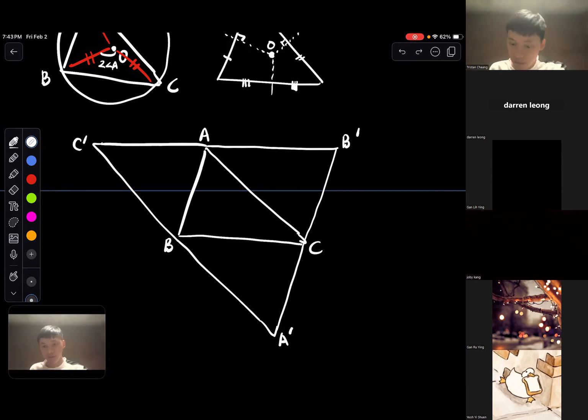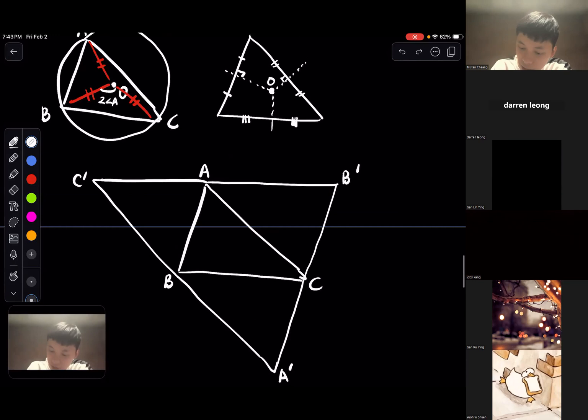So now, whenever we take an altitude, this A prime is actually the perpendicular bisector of B prime C prime, because first of all, it forms a right angle with B prime C prime, and second of all, these two are equal since they're congruent. They're all equal to BC. So the altitude of A is the perpendicular bisector of B prime C prime.